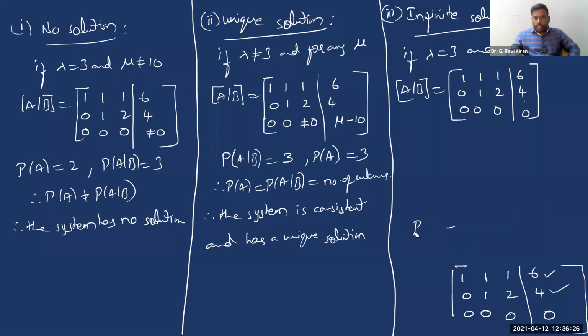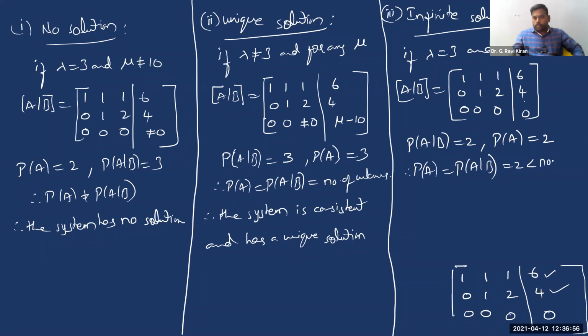So from this you can now find the ranks. Rank of AB, if you consider the total matrix here, is 2. There are exactly 2 non-zero rows. And along with this, even if you look at only matrix A, by ignoring the last column, you can see there are 2 non-zero rows. So rank of A is also equal to 2. Since these two are equal, we can compare like this. Rank of A is equal to rank of AB, but this rank is less than the number of unknowns. Since the rank is less than the number of unknowns, we can say the system is consistent, but has infinitely many solutions.